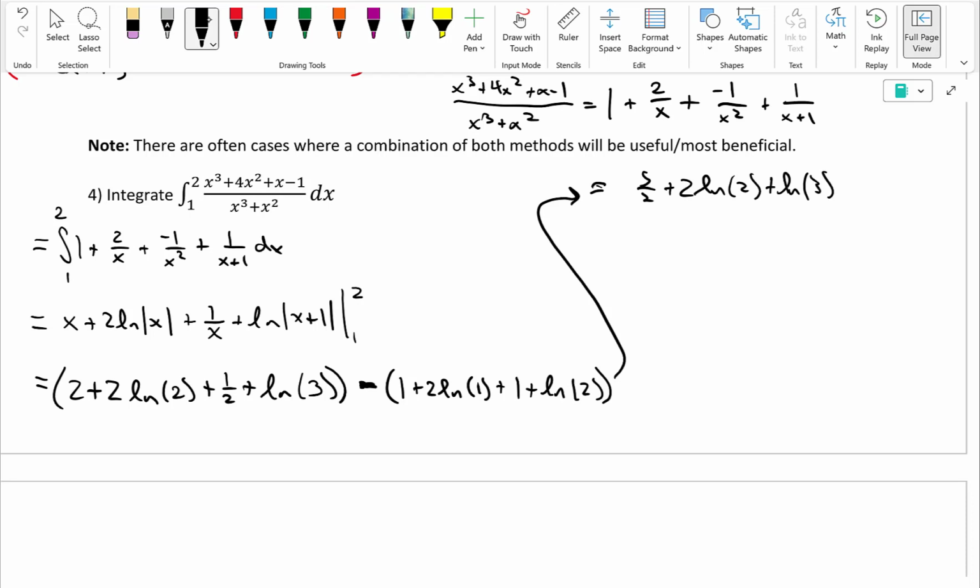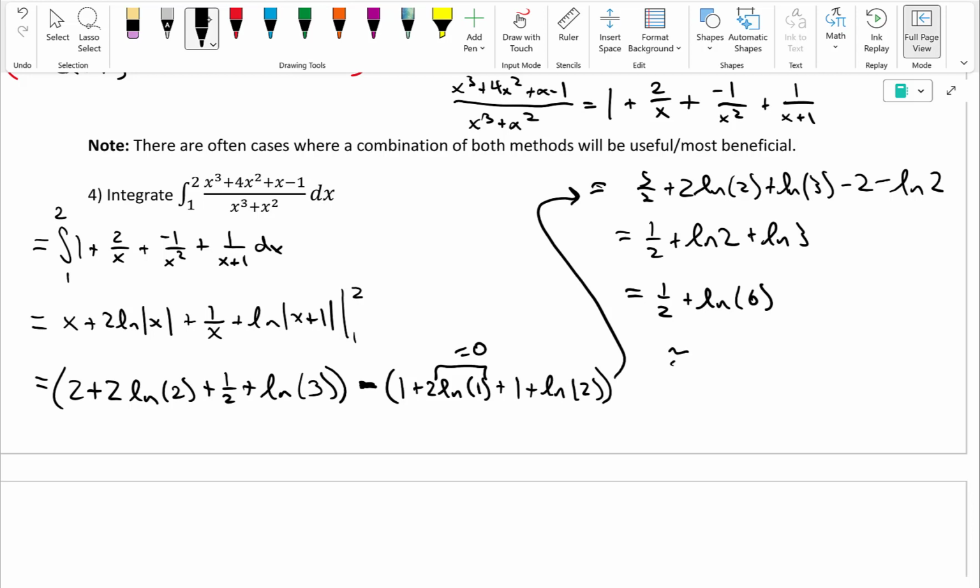And then minus 1, minus 1, minus 2. Minus 2, oh, minus just ln 2, because again, that 2 ln 1 is just 0, so that term goes away. And then simplifying more, 5/2 minus 2 is just 1/2. 2 ln 2 minus ln 2 is a single ln 2 plus ln 3. You can either write it out as 1/2 plus ln 6, multiplying those together, or get some approximate value, which I didn't do.